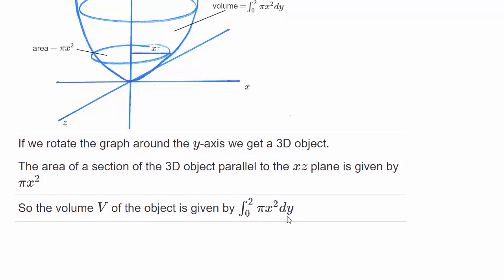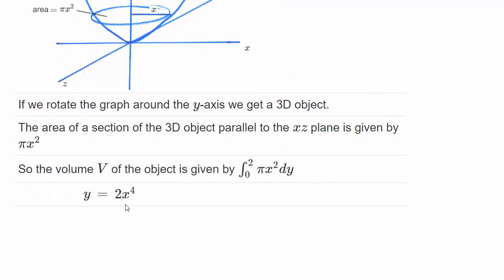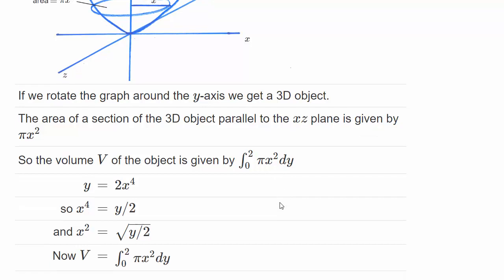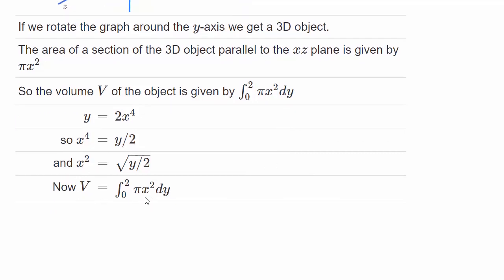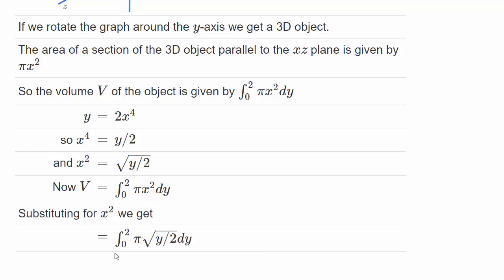We can't integrate x with respect to y, so we need to find some way of replacing x with y. Well, we have the equation y equals 2x to the power of 4, which means that x to the power of 4 is equal to y over 2, so x squared is equal to the square root of y over 2. So we're going to substitute x squared into the equation for the volume, which means that the volume is equal to the integral of pi x squared dy. We substitute for x squared, so we get that the volume is equal to the integral of pi square root of y over 2 dy.